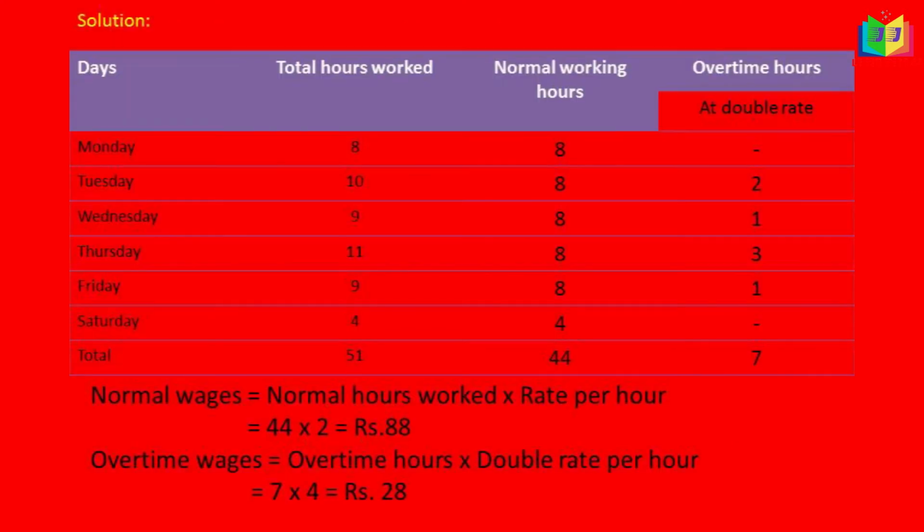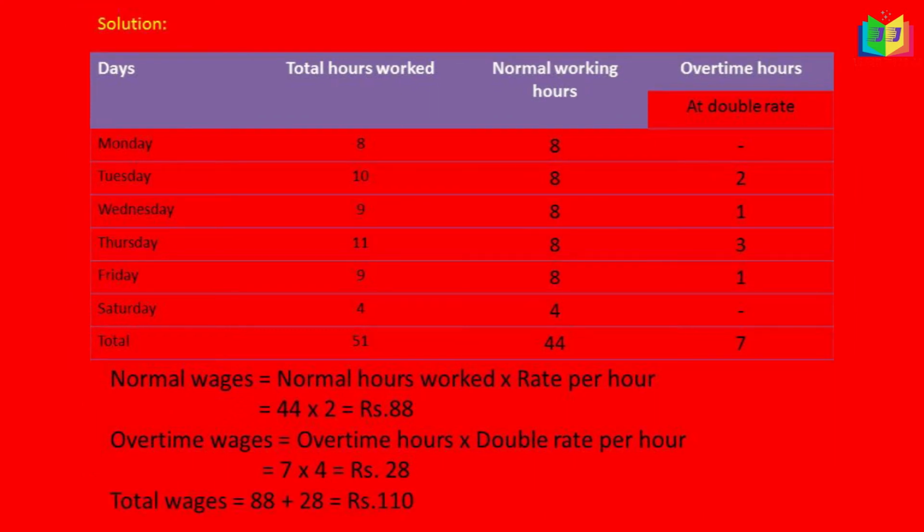We have to calculate the normal wages first. Normal hours worked is 44 hours into 2 rupees, that is the normal rate, so we get 88 rupees. For the overtime wages, overtime hours is 7 here and the double rate per hour is 4 rupees. So 7 into 4, we get 28 rupees. The total wage paid to the employee is 88 plus 28, which is 110. This is the total wages paid for a week.